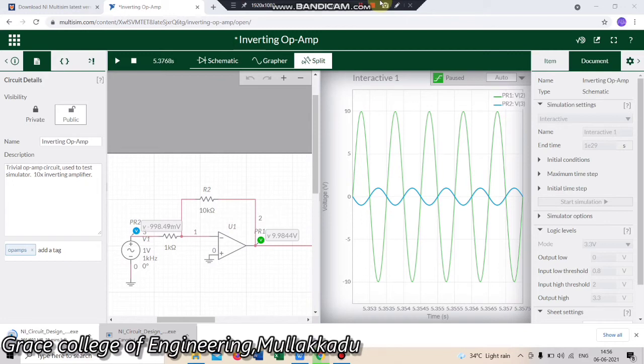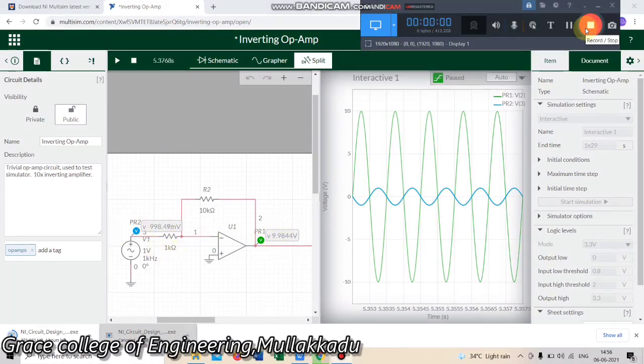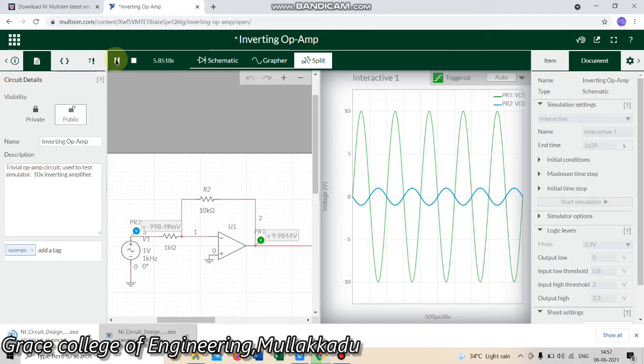Now you can see the circuit diagram for the inverting operational amplifier. Here is the inverting terminal. There we are giving a voltage. This is a minus voltage. We will obtain the positive voltage at 9.9844, and this is a minus voltage. Here the input resistance R1 is 1K and the feedback resistance is 10K, and we have to give the connection in this manner. If we simulate, we can see the output.